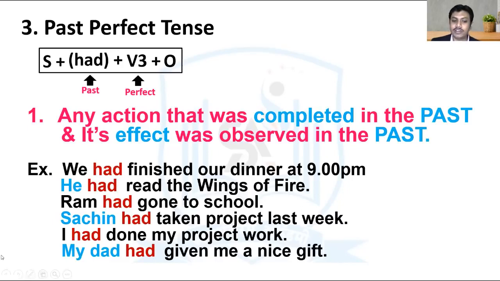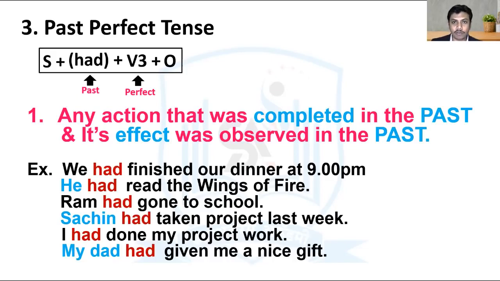Now see the examples. We had finished our dinner at 9 p.m. So if you ask me, why didn't you come with us to have a cup of tea yesterday? What I will say, well, actually I had finished my dinner at 9 p.m. You should have contacted me before 9 p.m. I would have definitely enjoyed a cup of tea with you. But as my action was completed and its effect was still observed, I was not able to do that.